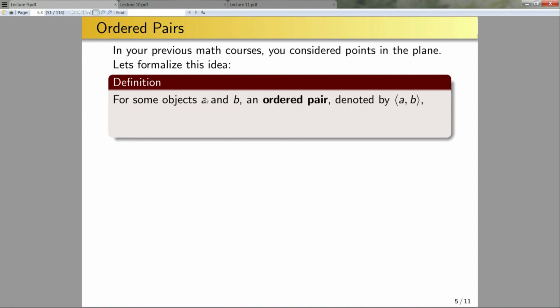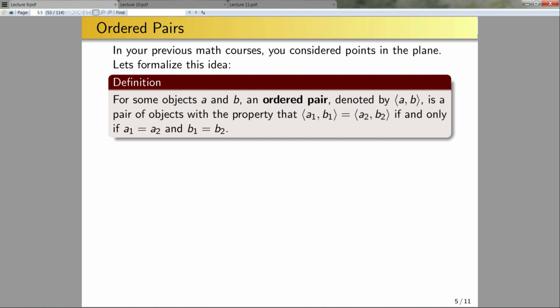An ordered pair denoted by ⟨A, B⟩ with these angled brackets is a pair of objects with the property that this ordered pair ⟨A1, B1⟩ is equal to another ordered pair ⟨A2, B2⟩ if and only if A1 is equal to A2 and B1 is equal to B2.